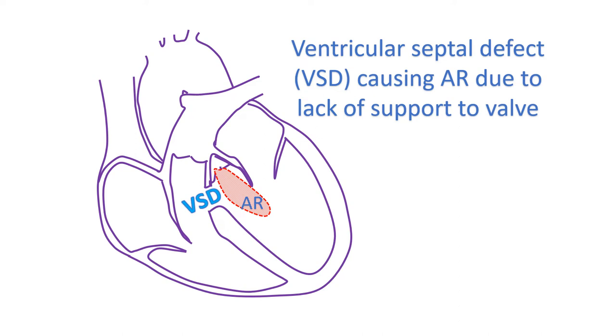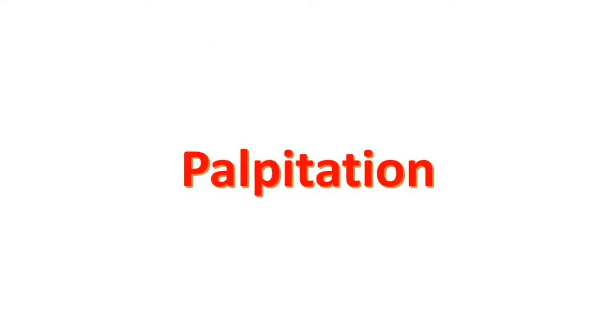Other birth defects like a ventricular septal defect, a hole in the wall between the lower chambers of the heart, can also be associated with aortic regurgitation. This occurs because the support to the aortic valve leaflets from below is lost due to the defect just below it. Undue awareness of heartbeats, known as palpitation, can also occur in aortic regurgitation in addition to breathlessness.